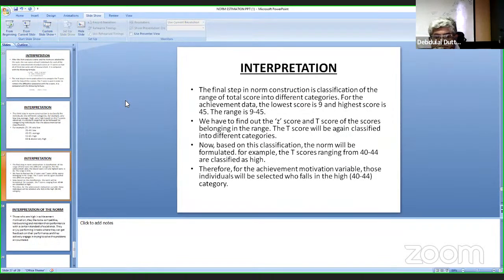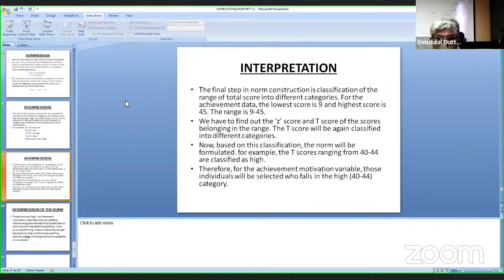So here you can see the final step in norm construction is classification of the range of total score into different categories, which we just did. For the achievement data, the lowest score is 9 and the highest score is 45, and therefore the range is 9 to 45. We have to find out the Z score and the T score of the scores belonging in the range. The T scores will be again classified into different categories. Now, based on this classification, the norms will be formulated.